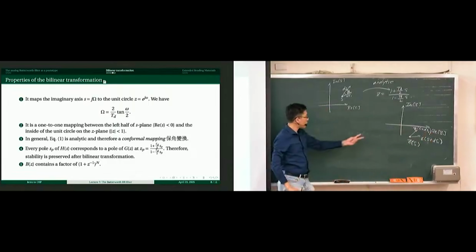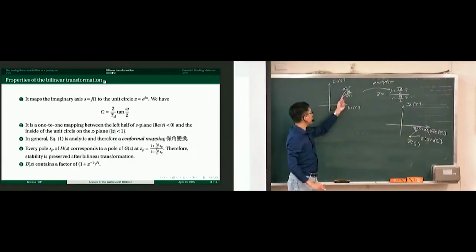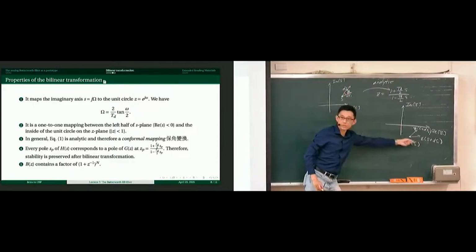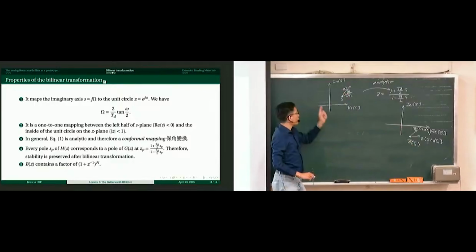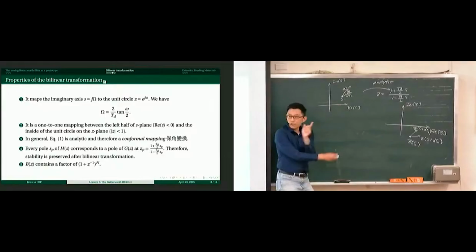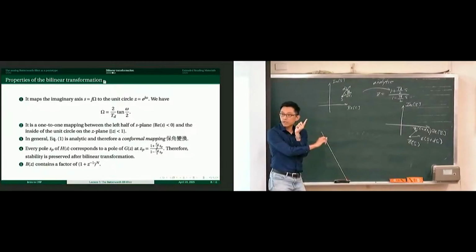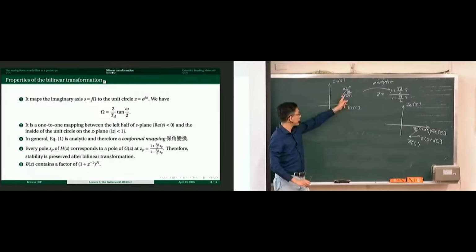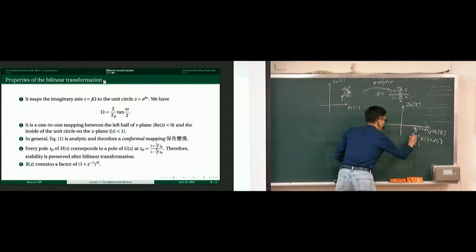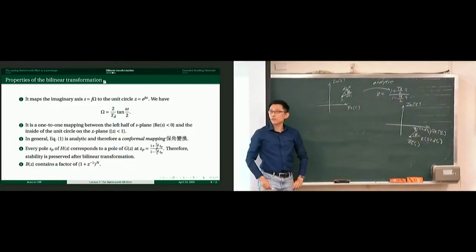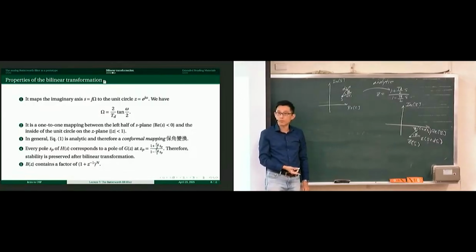But in general, these two directions are not going to be the same as the original two directions. What remains the same is the angle in between the two directions. That's what we mean by conformal. This angle phi is preserved after the transformation. If a transformation has this property, then we say that the mapping is conformal. We have a conformal mapping, 保角变换.